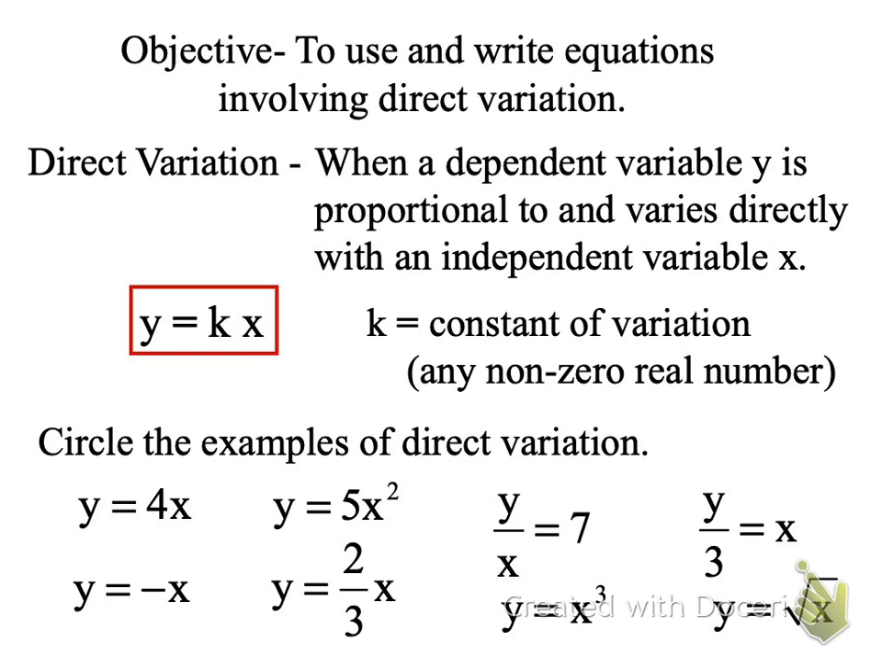Okay. Yes, it is a direct variation equation because there's no b and it's in the form of direct variation. What about the next one right here? Show me with your thumbs, yes or no.